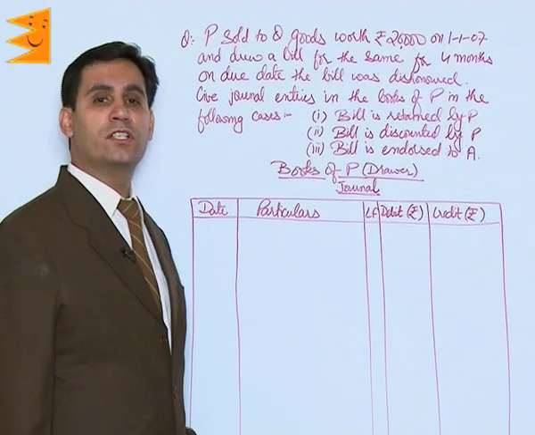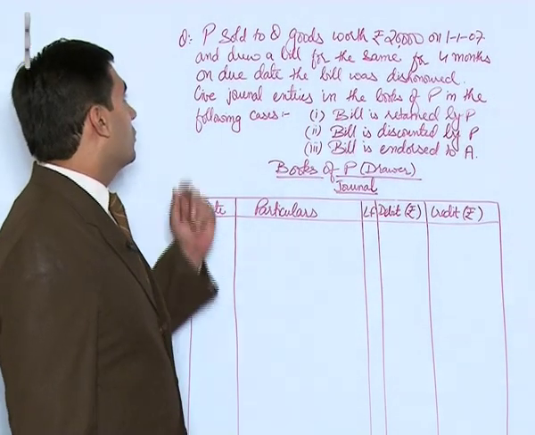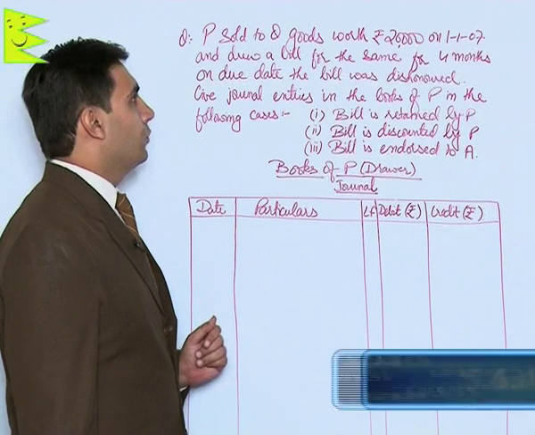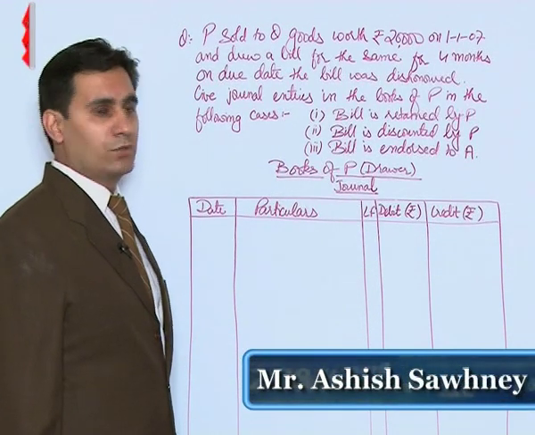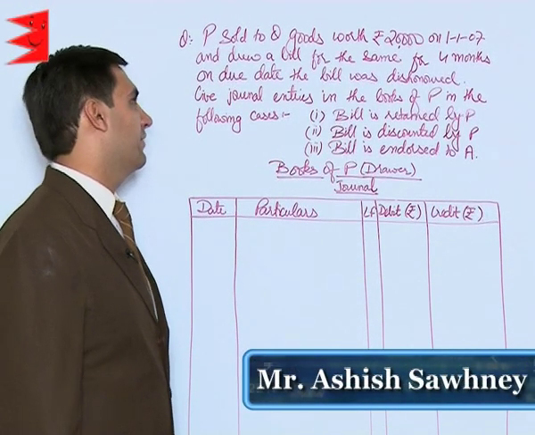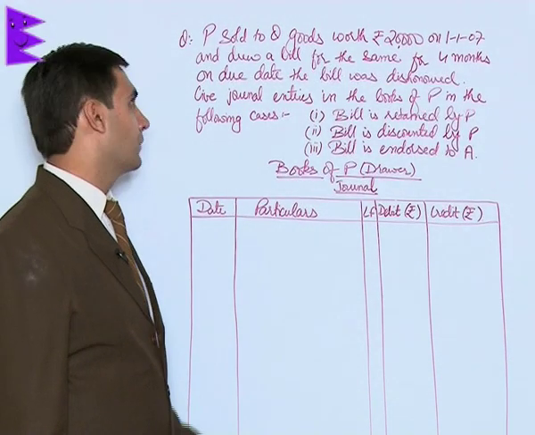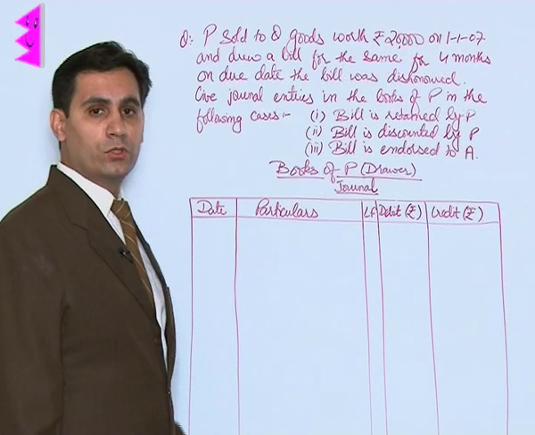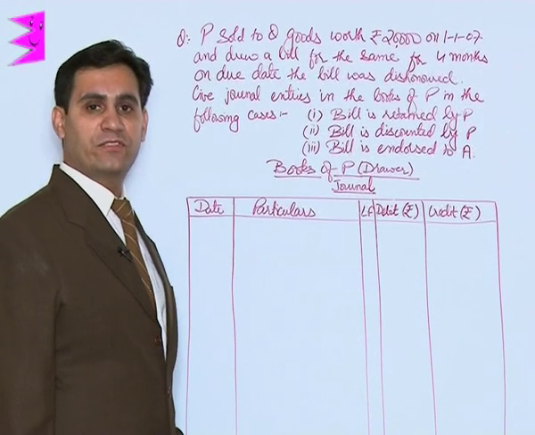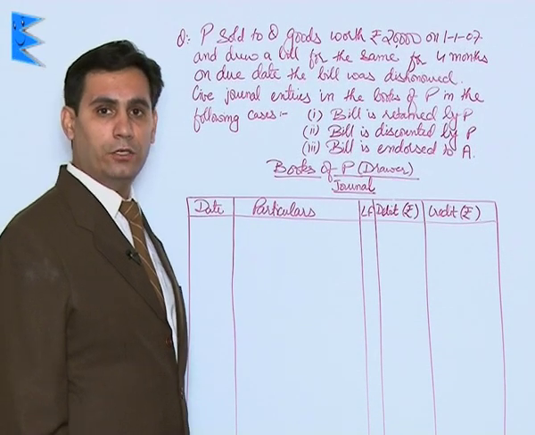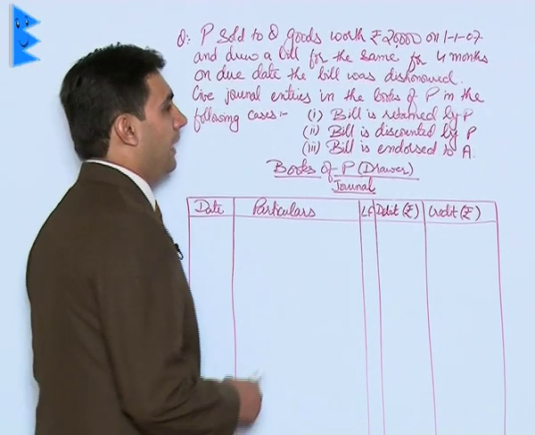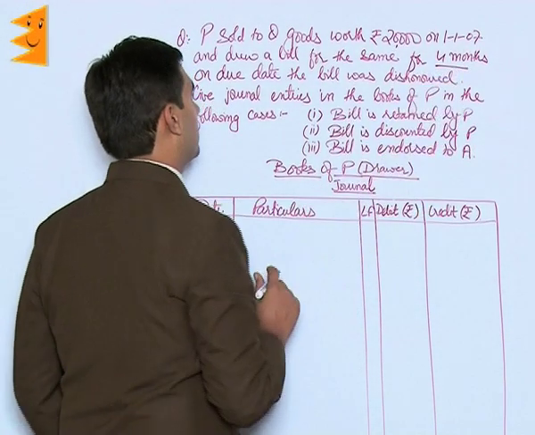Coming to this question on dishonor of bill. The question says that P sold to Q goods worth rupees 20,000 on 1st January 2007 and drew a bill for the same for 4 months. So in this case, P is selling goods. That means P has to receive the payment. Hence P is the drawer. And the bill is drawn for 4 months.